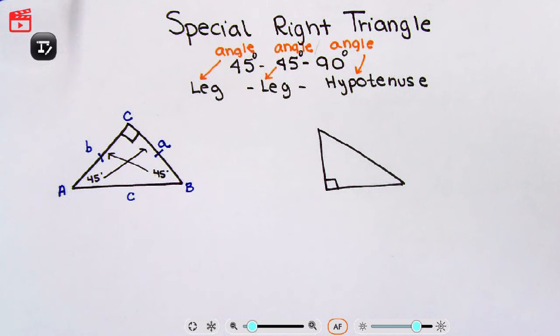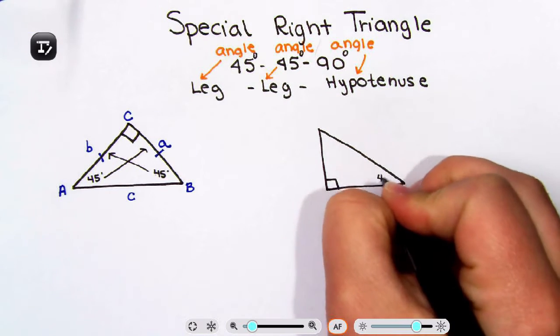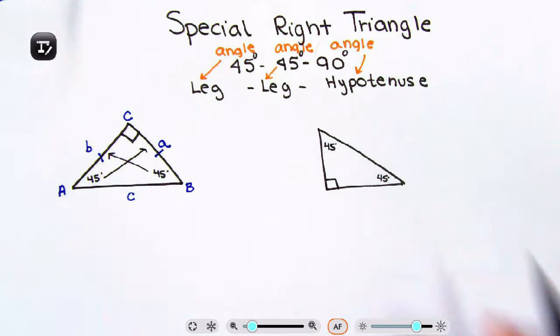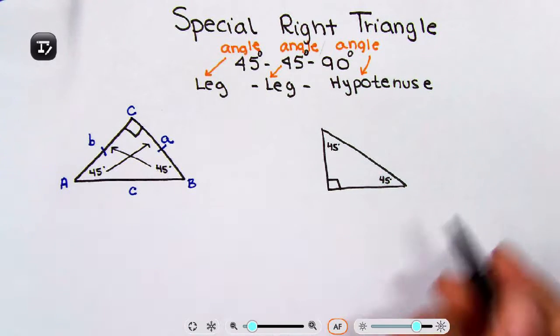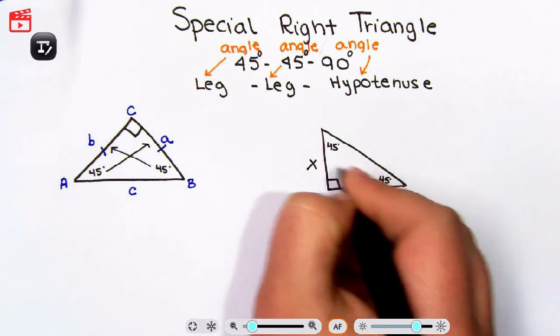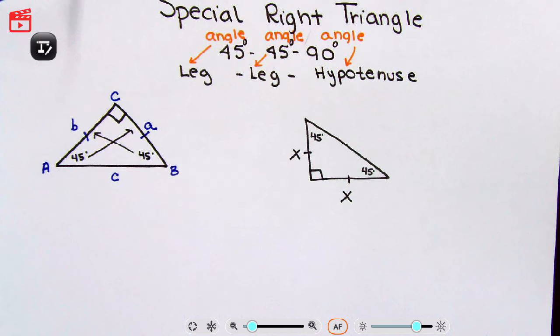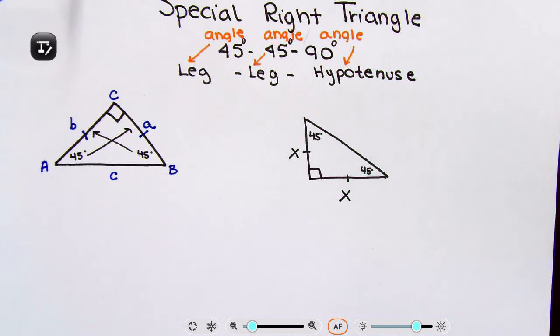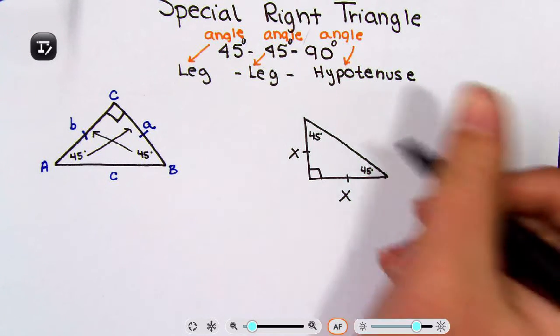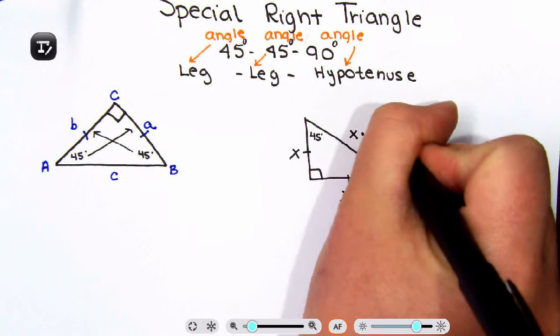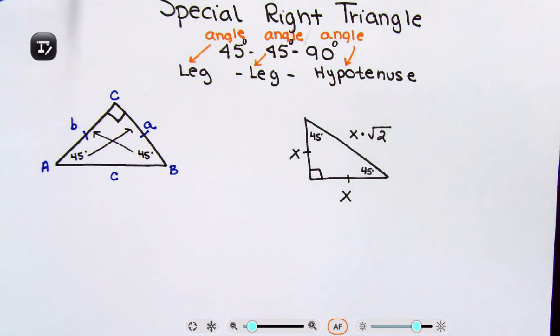Now, what does that mean when we're labeling it up? Let's go ahead and write out our 45, 45 degrees here. If we know that these two sides are congruent, let's say one of them is x. So if this side right here is x, that means the opposite side is also x. And then if we do the Pythagorean theorem, a squared plus b squared equals c squared, we actually find out that the hypotenuse is x times the square root of 2. So this is very special to this 45, 45, 90 degree triangle because this is the pattern that always will be true when you have a 45 degree angle inside a right triangle. It has to be a right angle.